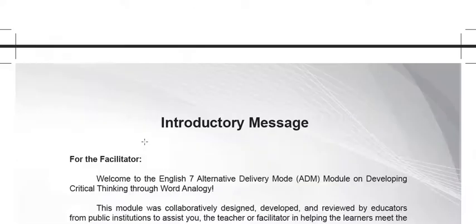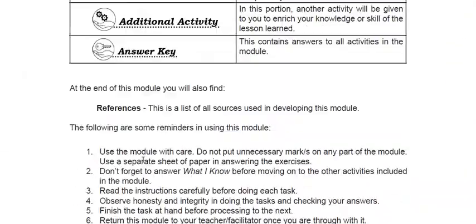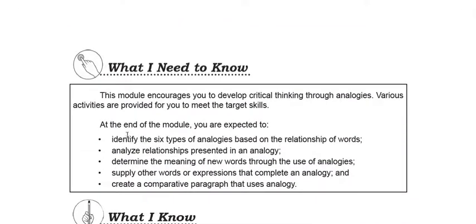So, in the next part of this module, of course, one of the most important parts, we have here this one, what I need to know. So, what you need to know in this module, we have many objectives. First, you will learn to identify the 6 types of analogies based on the relationship of words. So, we will be discussing that sooner or later. Next, analyze relationships presented in an analogy. So that is the purpose why we discuss analogy, for you to analyze the relationship between words and for you to develop critical thinking.